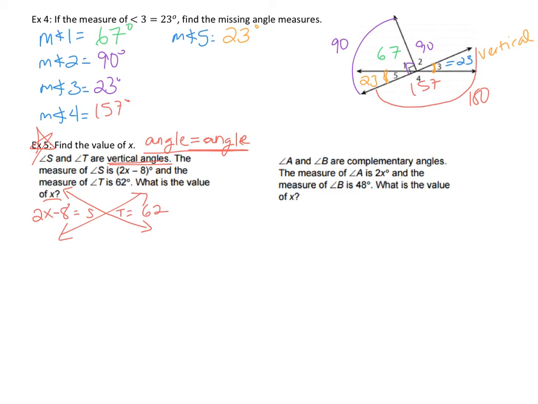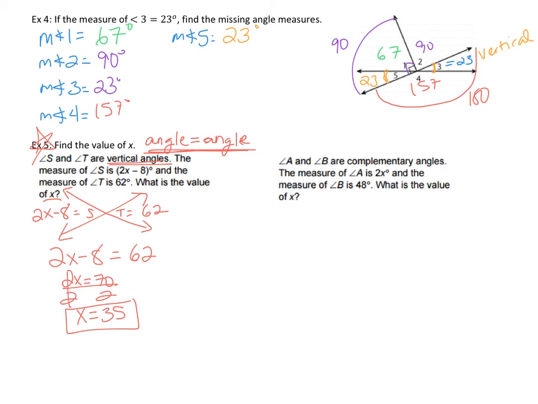Remember that vertical angles are set up as angle equals angle, so when we have our 2x minus 8 will be equal to 62 degrees, should be the setup. Then once you add your 8 over, you get 2x equals 70, then divide both sides by 2, and we get x equals 35, for example number 5.